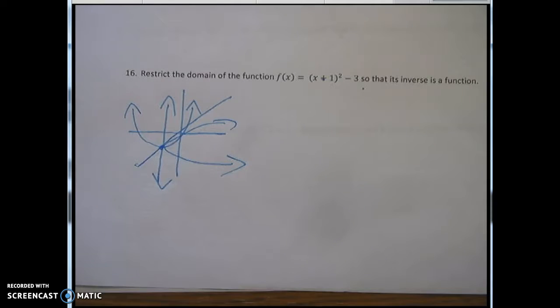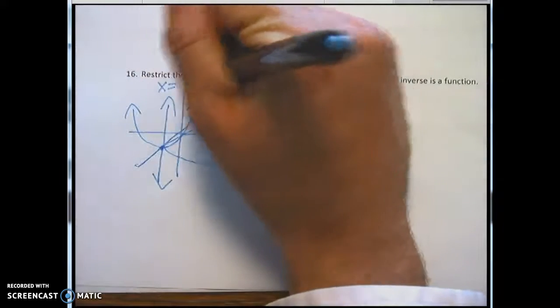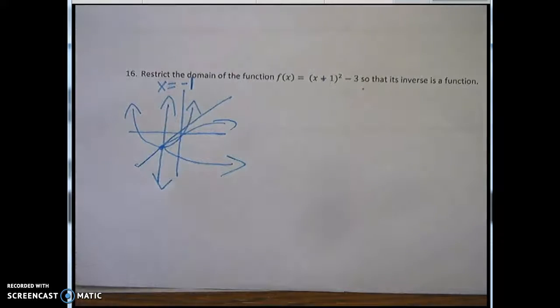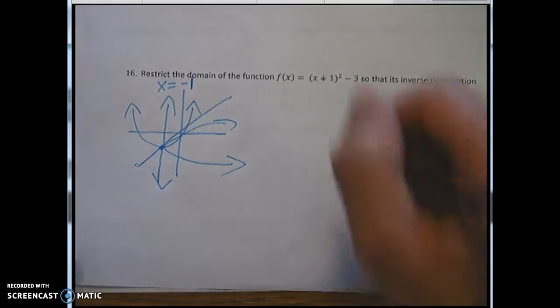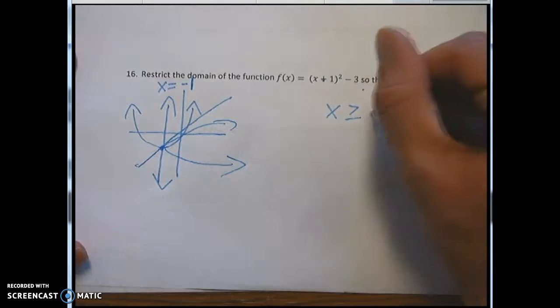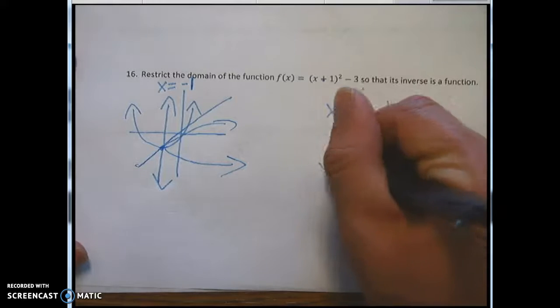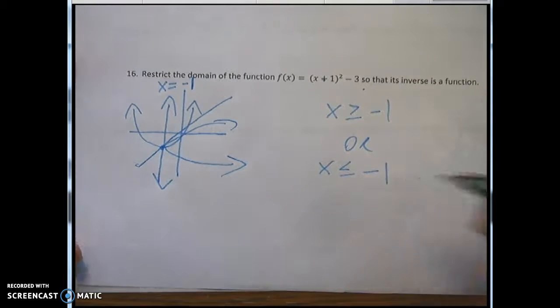You can get it from the equation. This says left 1. So that means that this line right here must be x equals negative 1. So I simply want to restrict the domain to be x is greater than or equal to negative 1, or you could restrict it as x is less than or equal to negative 1. And that will split that quadratic right in half. Either of those two answers will work, and then the inverse will be a function. So that's number 16. The next one I want to do is number 24.